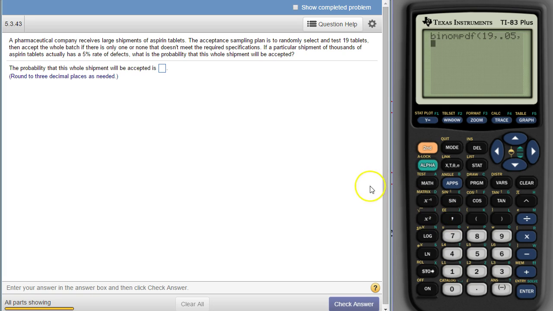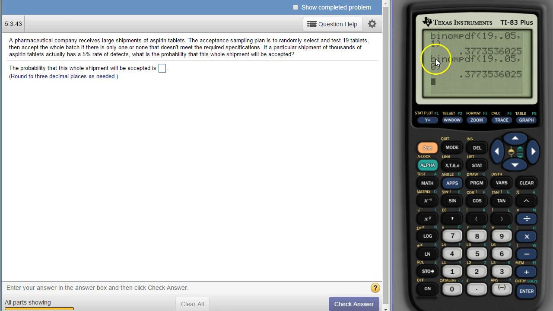And then how many defects? We want one or none. So we're going to do one first. There's the probability of one defect. And then I'm going to do second enter. That brings back the last thing I just did. And then for 0, I'm going to hit enter. And I notice we get the exact same thing here.